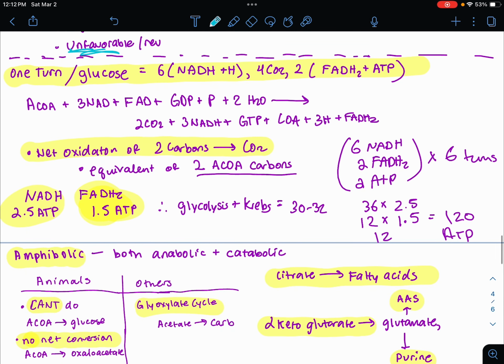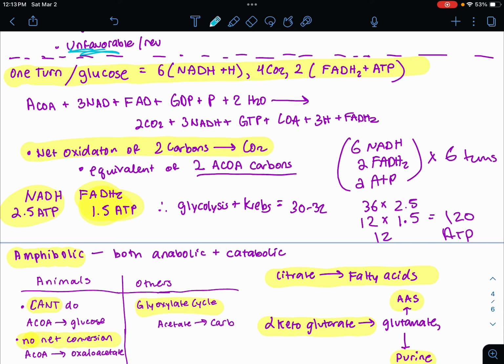All right, so again, back to that page. 1 turn per glucose, 6 NADH, 6 hydrogens, 4 CO2s, and 2 FADH2s, as well as 2 ATP. If it was just per acetyl-CoA, that would be 3 NADH, 1 FADH2, 1 ATP, and 2 CO2. Again, we're just doubling it because glucose will split into 3-carbon molecules. So there will be 2 of them, and then 2 pyruvate, so 2 acetyl-CoA, and that's why we multiplied the numbers in the PowerPoint by 2. So 6 NADH, 4 CO2, 2 FADH2, and 2 ATP per turn per glucose.